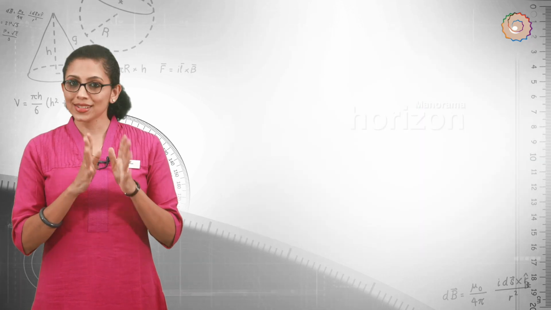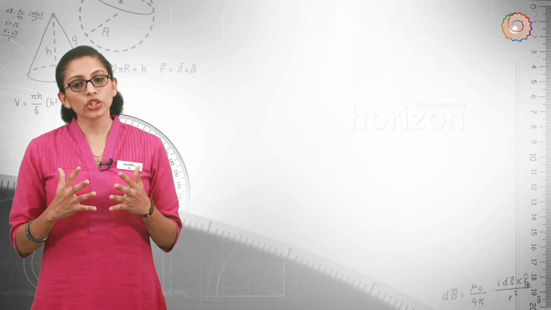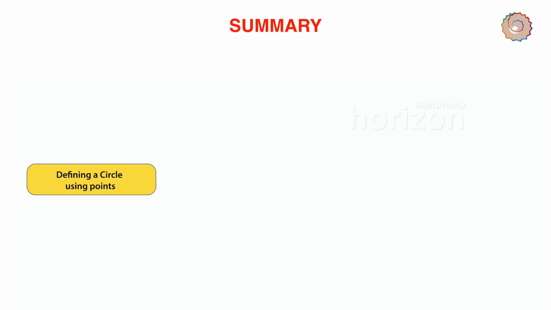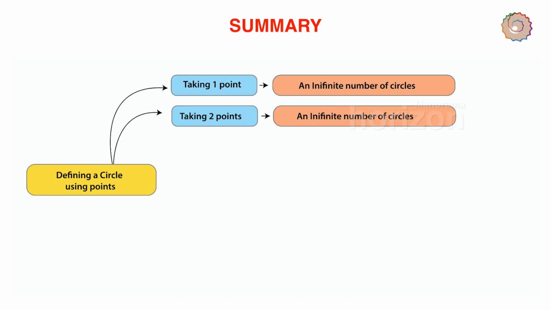Okay, now let's have a recap of what we have learned in this section. This section was an answer to the question of how many points are sufficient to determine a circle. We have three cases considering 1 point, 2 points and 3 points. Taking 1 point, we have seen that an infinite number of circles can be drawn. Taking 2 points, again we have seen that an infinite number of circles can be drawn.